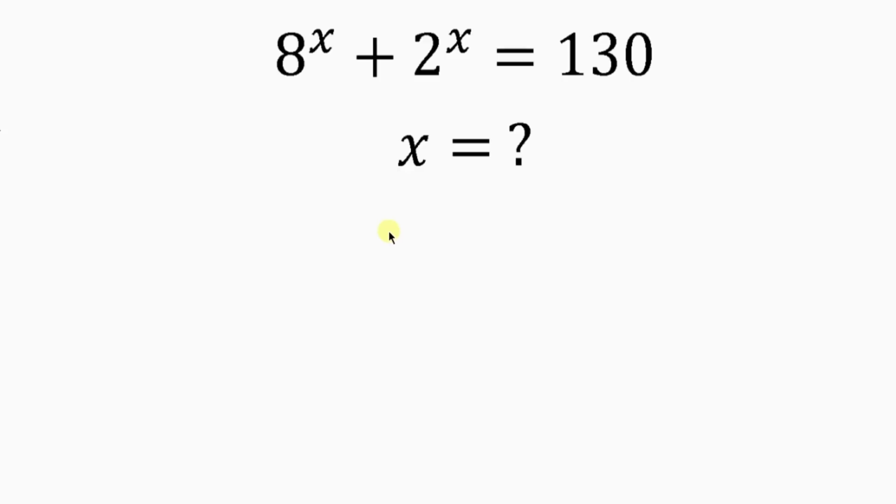Let's solve this math question that says find the value of x for which 8 to the x plus 2 to the x is equal to 130. Well, there is something you need to know about x, and that x must be a real number. That is, x is a real number. So let's keep that at the back of our mind as we solve this question.